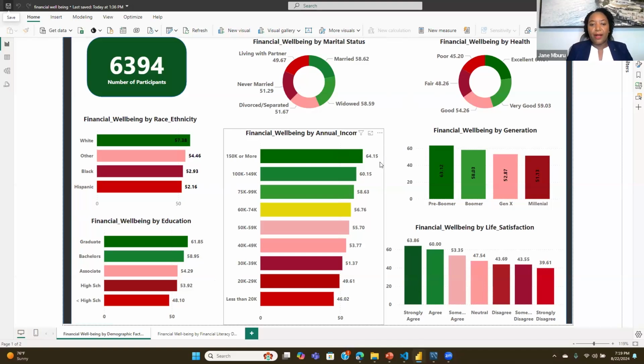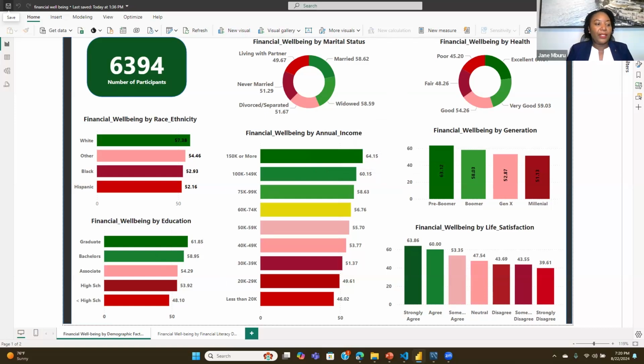We do have the green color representing financial well-being which was above the mean. The yellow is the financial well-being that correlates with the mean, which was 56. And the different shades of red indicate the financial well-being scores that were below the mean. So you can see from this dashboard that factors such as education, income, and an individual's health do contribute to an individual's financial well-being.